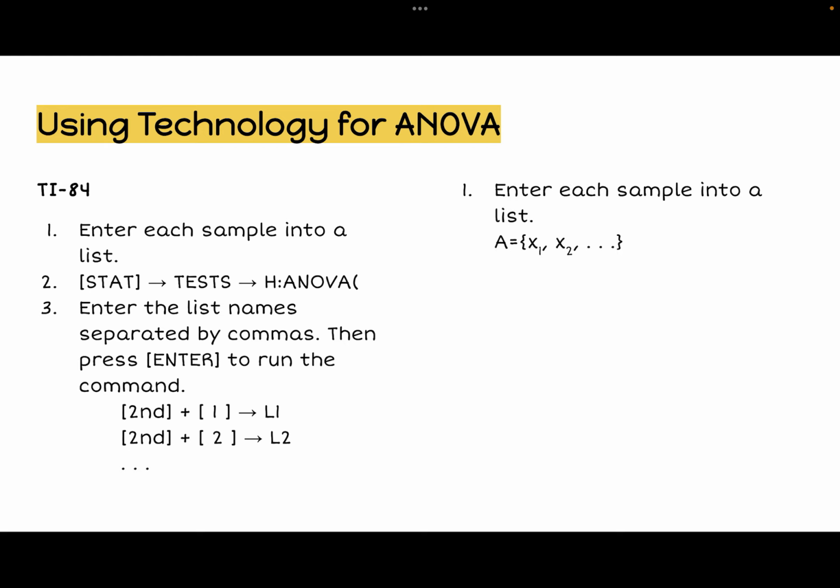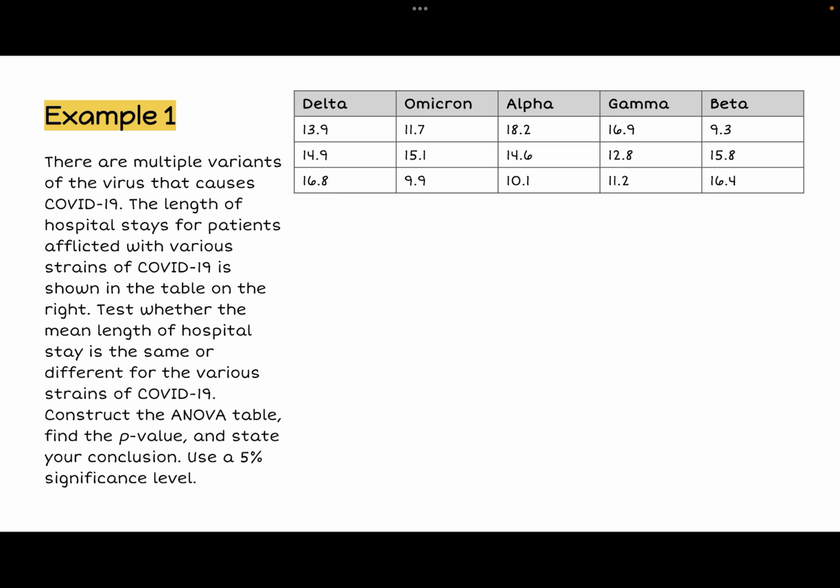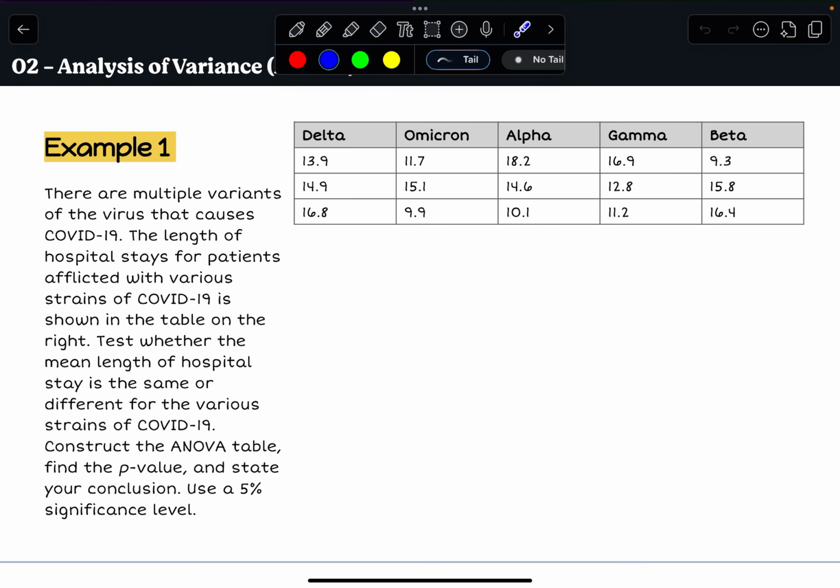The upside, and this is for GeoGebra, looks identical. You're going to enter each list into a sample. You should give each list a different name, A, B, C, L1, L2, L3. And then call the ANOVA function. And it's ANOVA and then list names separated by commas. All right, so let's go ahead and do these examples.